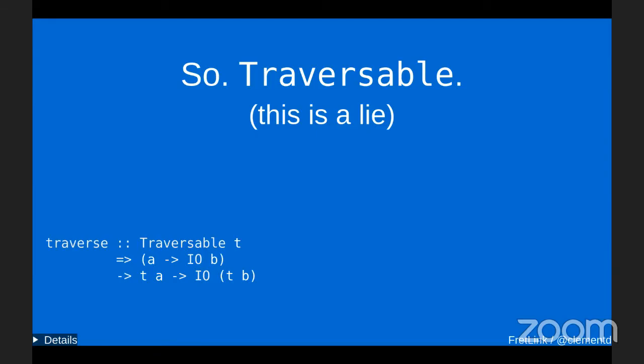So in essence, what it does is that it gives you a B by performing an async effect, and then it collects all the created Bs into a single IO value. And inside the IO you get your original collection.